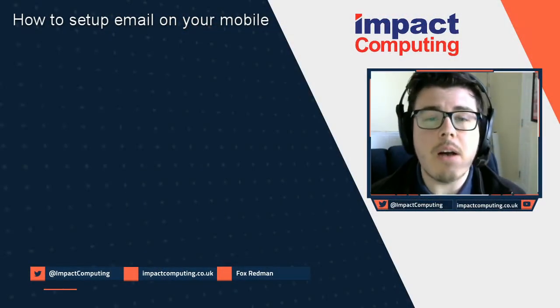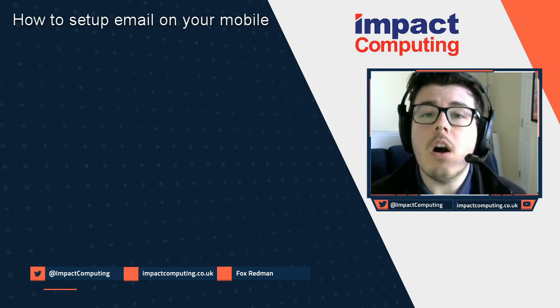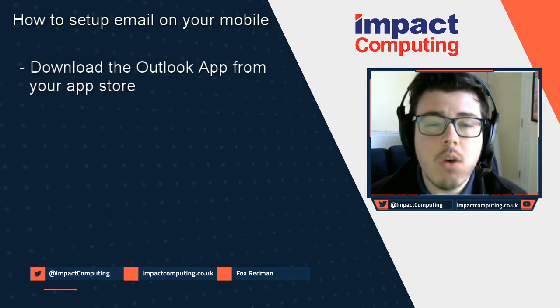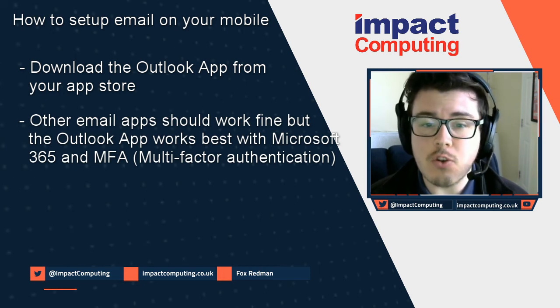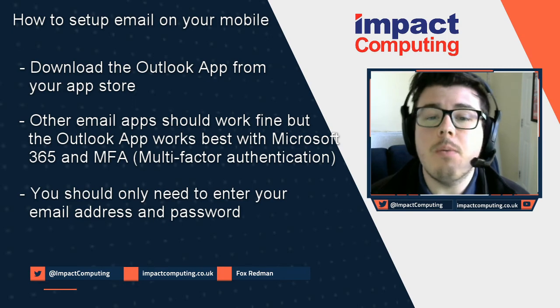How does this differ for emails on your phone or mobile device? Not much at all. The same thing can be done on your mobile device. Simply download the Outlook app for Android or iPhone. We highly recommend using the Outlook app as it ties in well with multi-factor authentication. Once this is installed, open the app and enter your details, and you'll be signed in just the same as if it was your desktop.